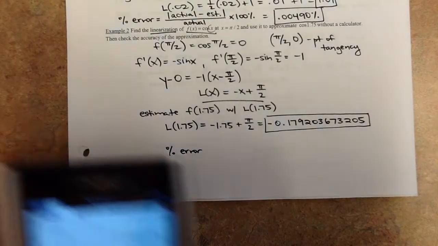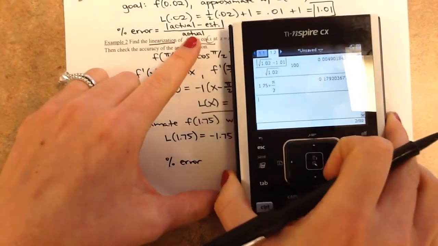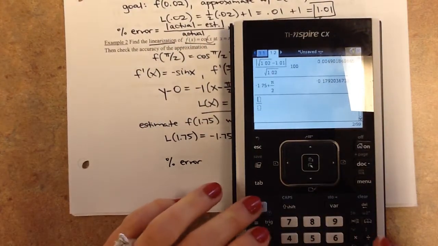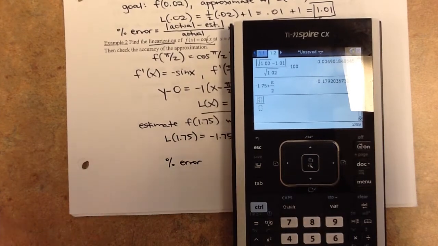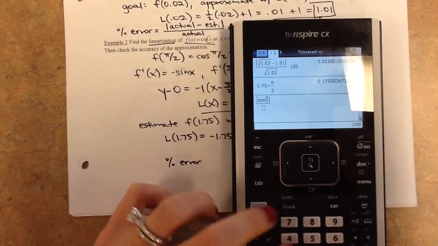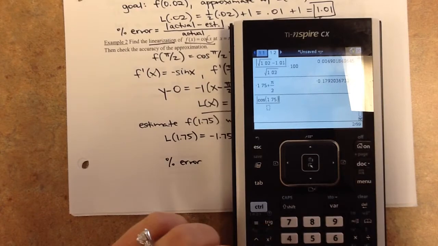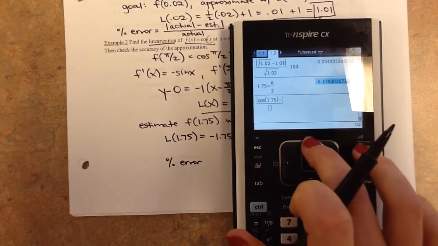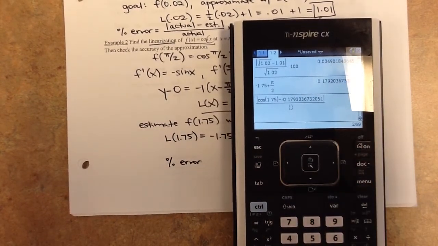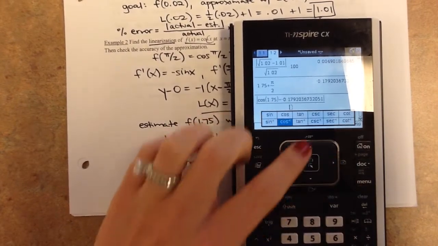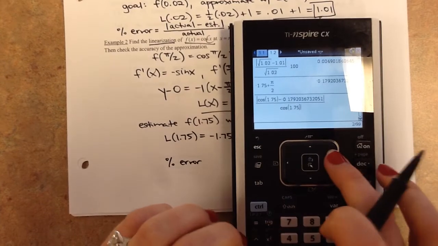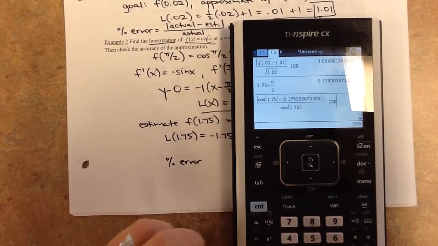And that is the same formula that I have up above right here. So in our calculator, we do absolute value of the actual value. So now I can plug in the actual cosine of 1.75 and then minus this value. I'm just going to paste it right in there. And then over the actual value of the cosine of 1.75 times 100%.